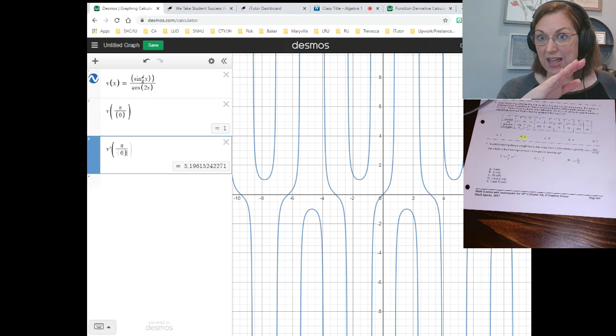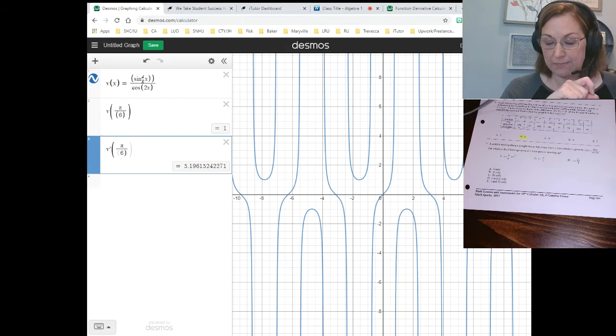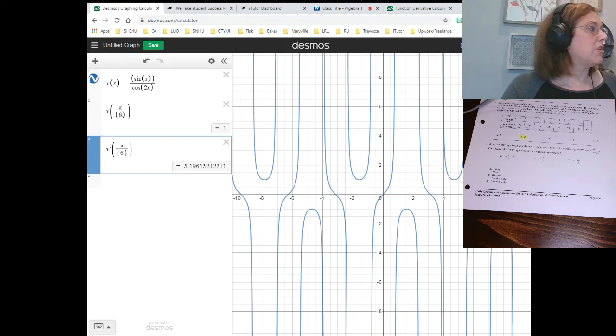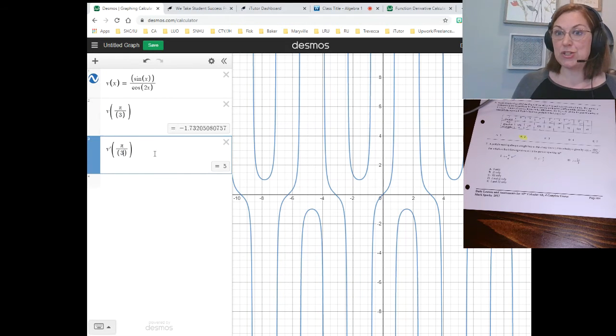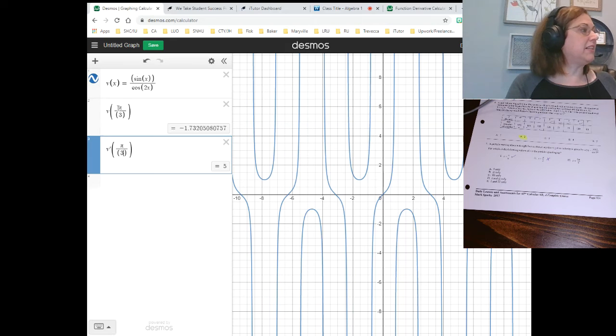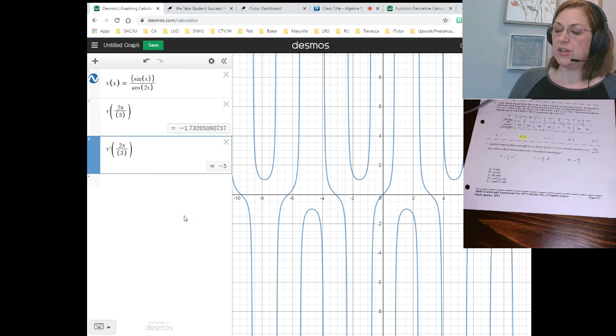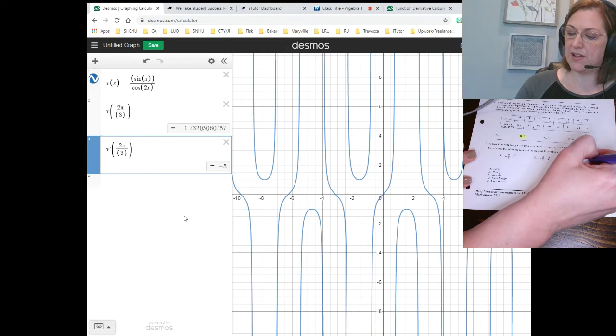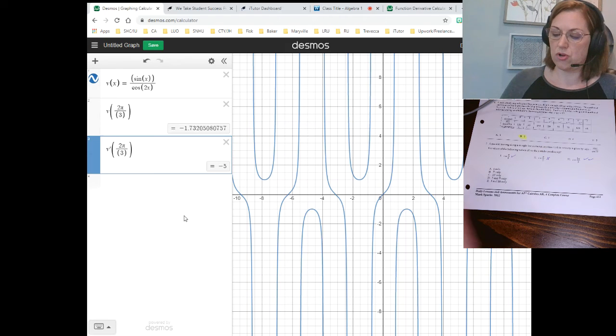Now, friends, that's using your calculator, right? To do that. Okay, let's check the next one. I'm going to put in v of pi over 3 and v prime of pi over 3. Do these share the same signs? No, they do not. And then finally, let's test 2 pi over 3. And these are both negative. So they share the same sign. So this is also a true statement.